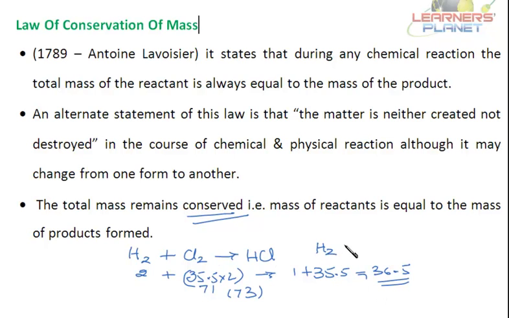It would be H2 plus Cl2 giving 2HCl. Now the total mass of reactants is equal to the mass of products. This is simple. This is the law of conservation of mass. That is, the total mass should be conserved.